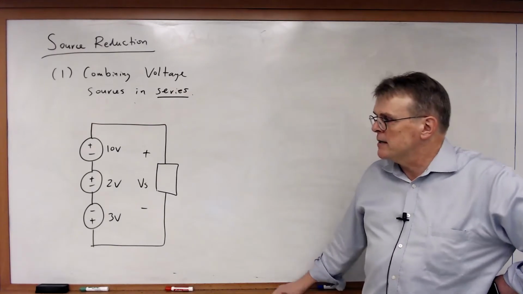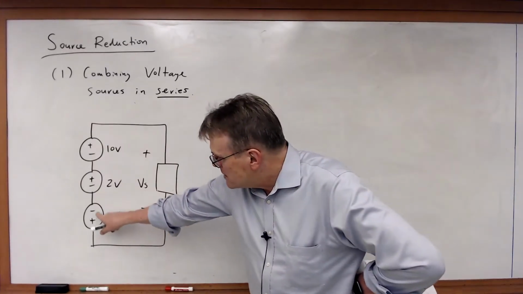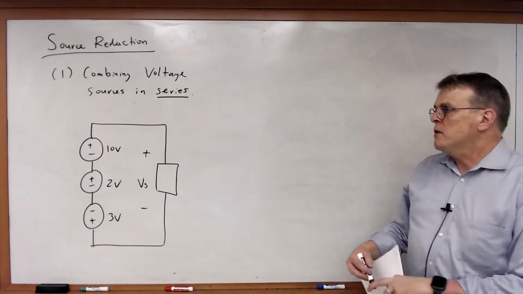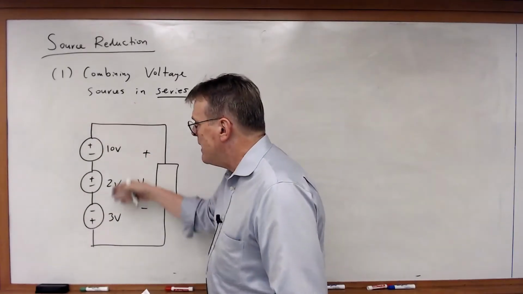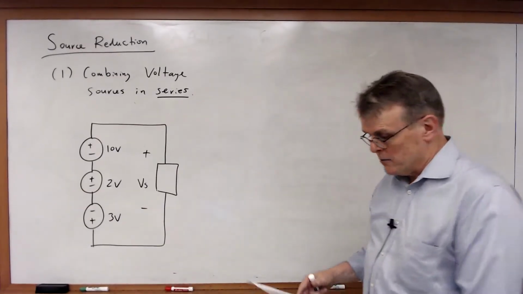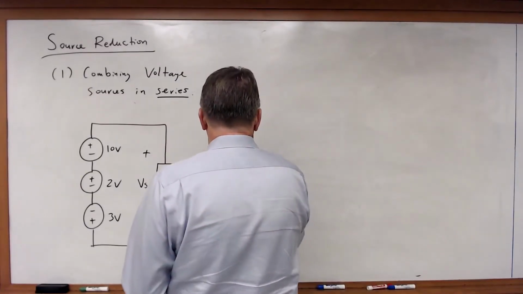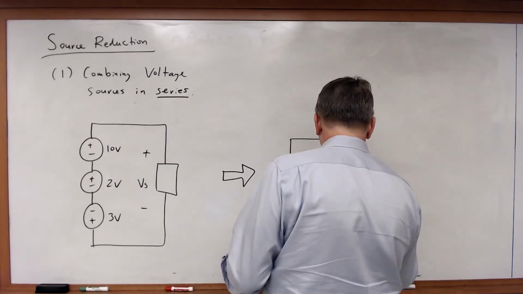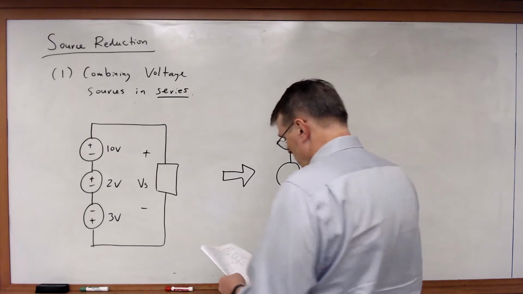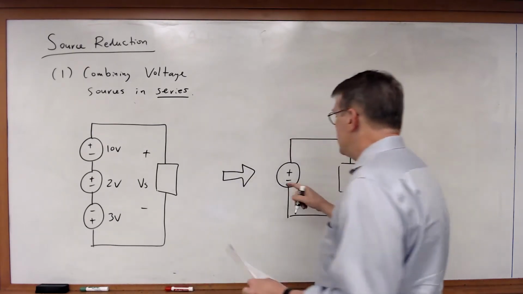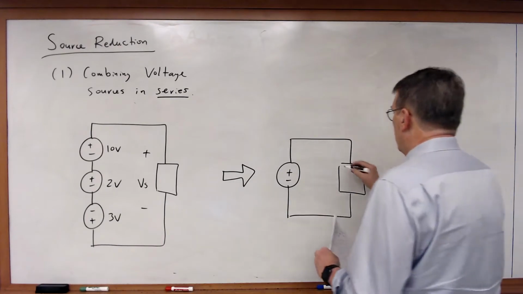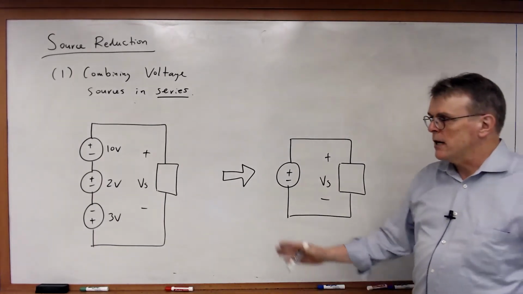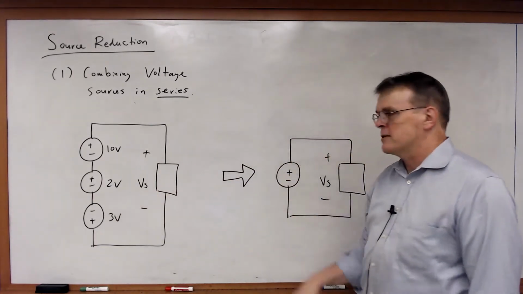Now what I'm going to do here is, let's look at these 3 sources. We notice the polarity of this one is different than those 2. What I want to do is combine those 3 sources into a single source. In other words, I want to show that it is possible to take all 3 of those sources and turn them into a single source like so, but I still have the other element and the same voltage Vs across it. So I want a transformation from this to this.